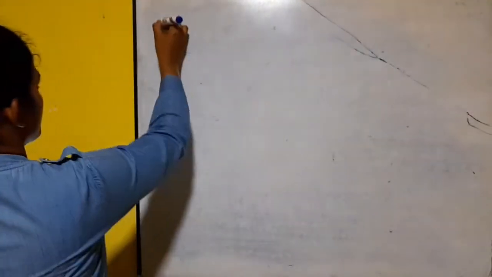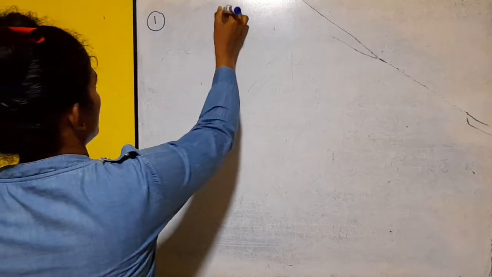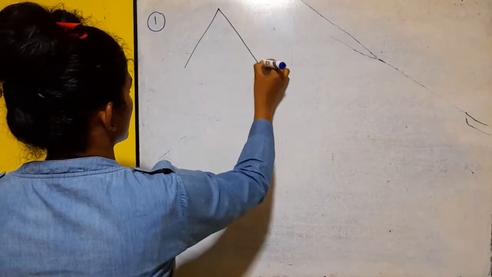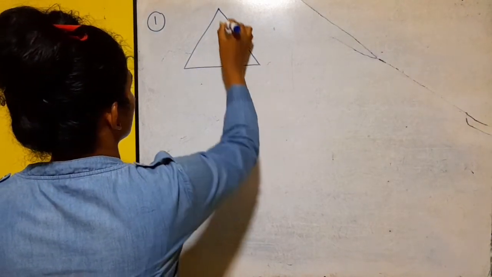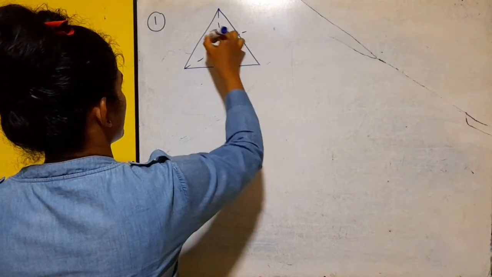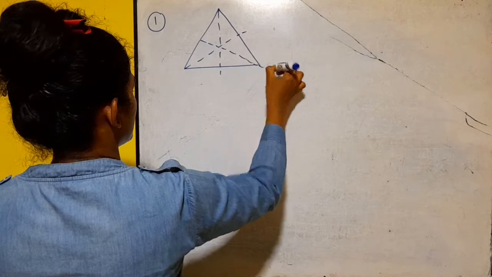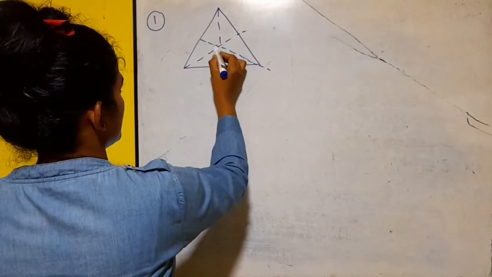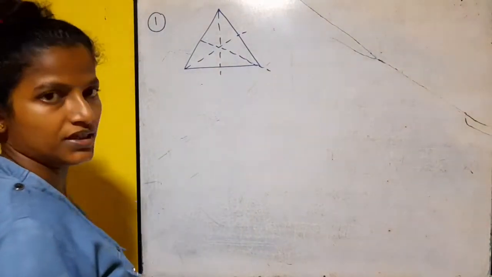First question. Draw all the axes of symmetry of the given figure. You are given an equilateral triangle here. So how to draw the axis of symmetry here? This is the way you are drawing. This is one axis, this is another one, and this is another axis. All the axes intersect at the middle point like this.